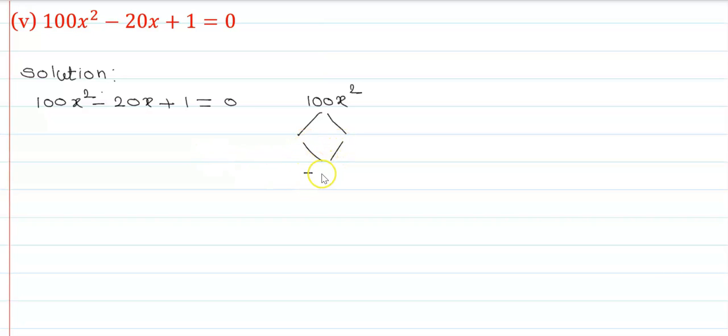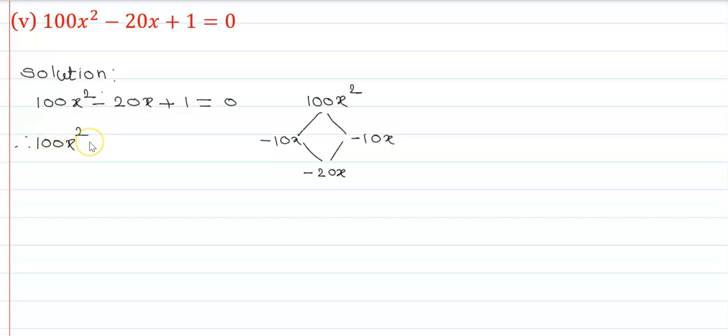Now the middle term is minus 20x. Again, what are the two numbers such that whose sum is minus 20x and the product is 100x square? It means minus 10x and minus 10x. Minus 10x, minus 10x, minus 20x. And minus 10x into minus 10x, minus minus multiplication plus, you will get 100x square.